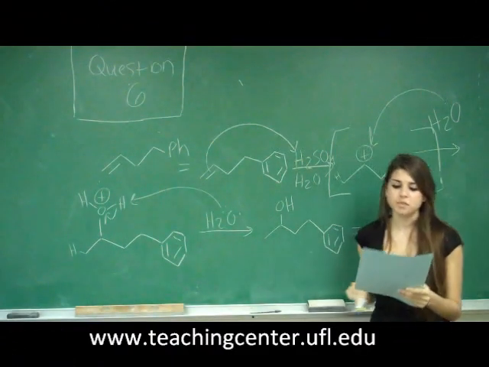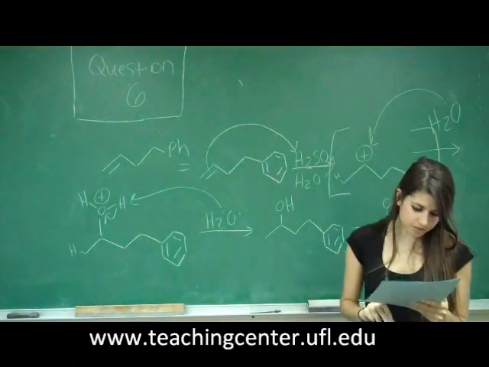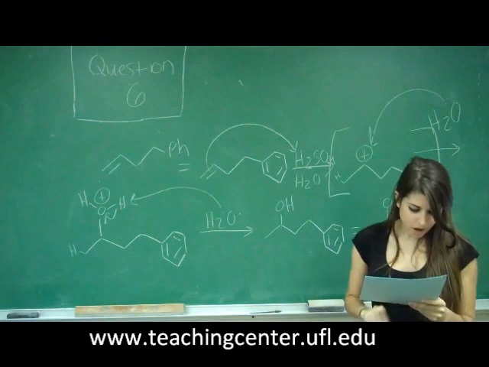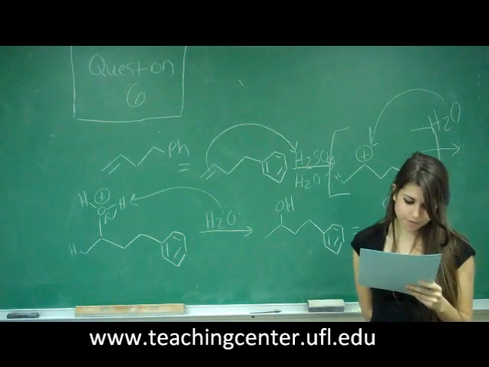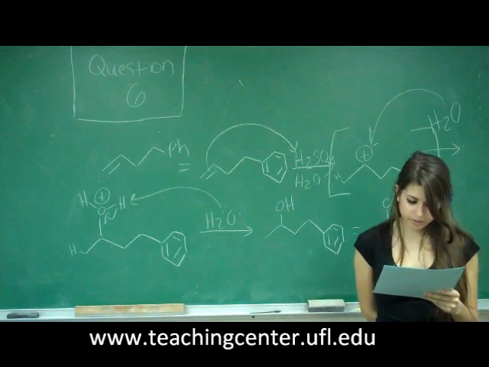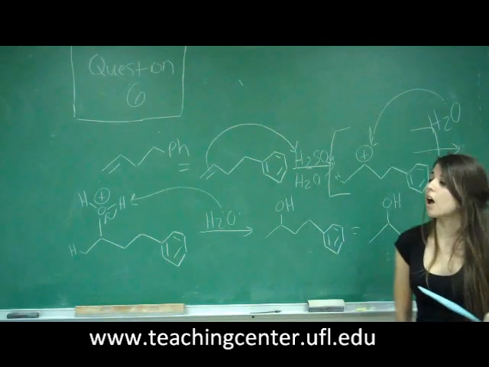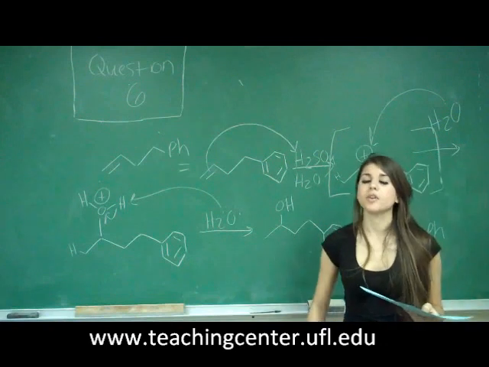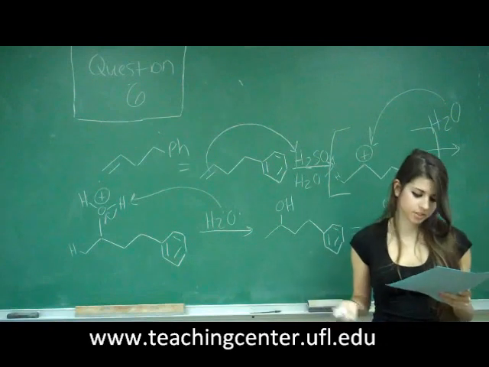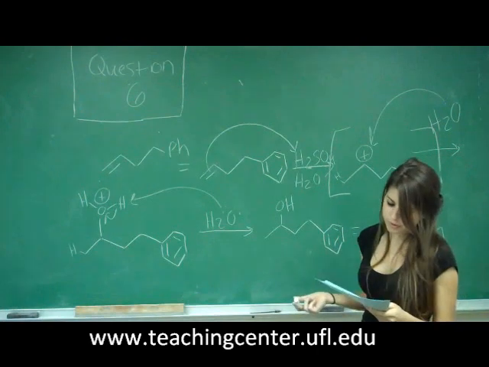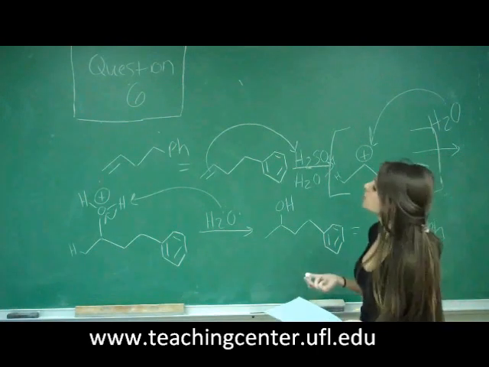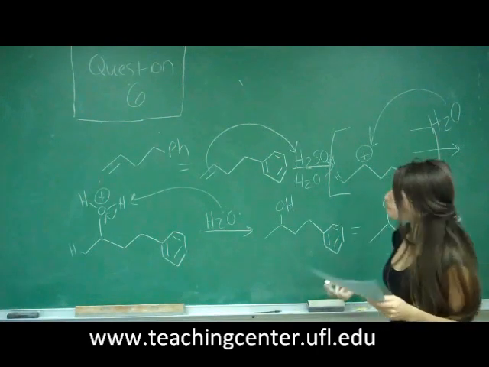So now we're at question 6 of the multiple choice. The question is, acid catalyzed hydration of 4-phenyl-1-butene would yield which of the following as the major product? So here we're just looking for the major product. There are other possibilities, but we're just considering the major. So first thing that needs to be done is to draw out the structure that's given.